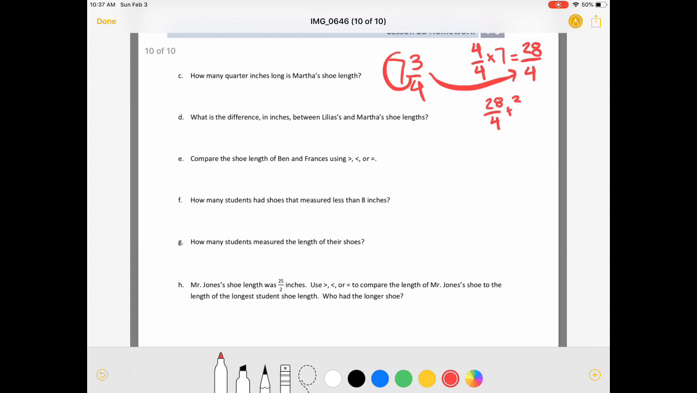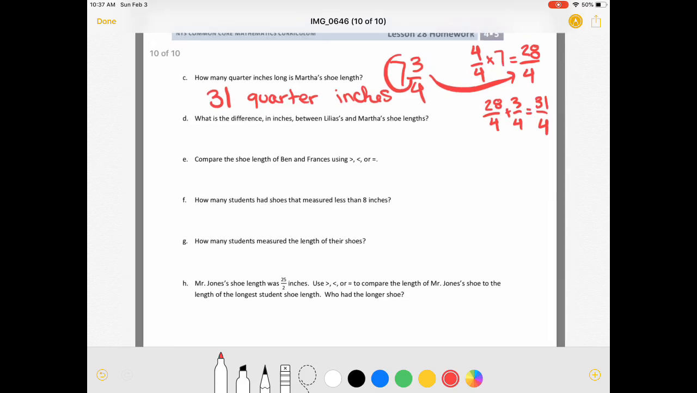And then we got to add the 3/4 that we also have. So altogether her shoe length is 31/4 of an inch. Remember, a quarter is a fourth. So it's 31 quarter inches.